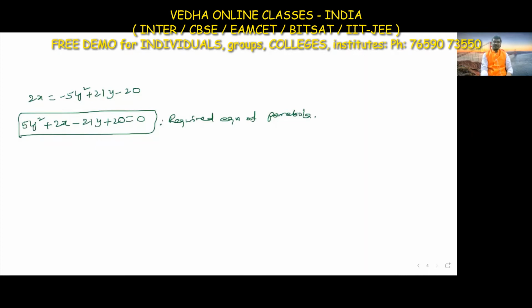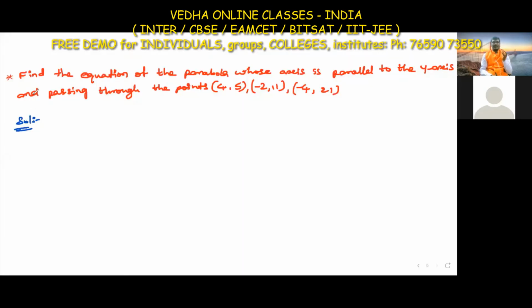Understood, sir. Okay. So the given question is: find the equation of the parabola whose axis is parallel to the y-axis and passing through the points (4, 5), (-2, 11) and (-4, 21).